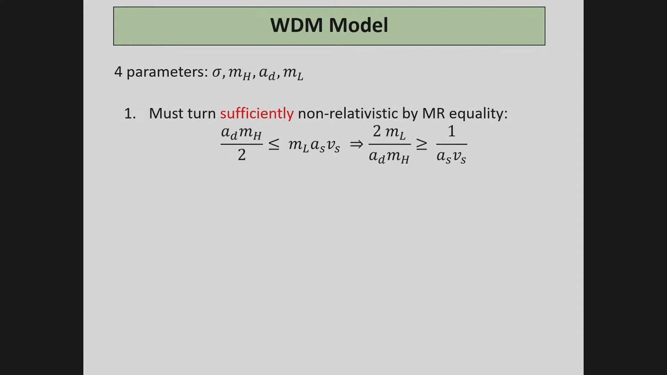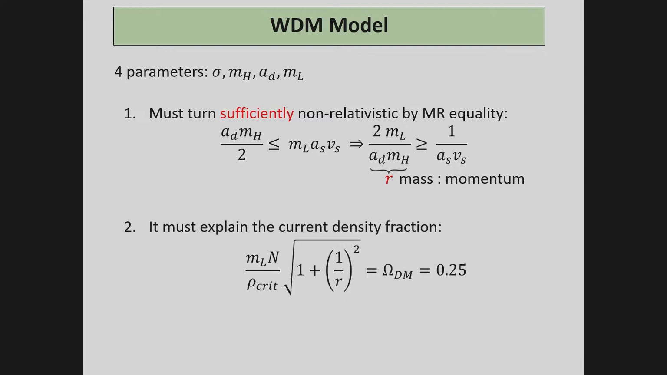First, of course, the warm dark matter particle should turn sufficiently non-relativistic by matter-radiation equality. This is the momentum of the warm dark matter particle, and this is the threshold momentum which we place at matter-radiation equality. Rearrange the terms, you will get this equation. This is basically the ratio of mass and momentum of the warm dark matter particle, which you define as R. Next, it should satisfy the density constraint of 0.25. You will see that for the warm dark matter, this additional term has been introduced. And finally, the decay should occur after the freeze out.